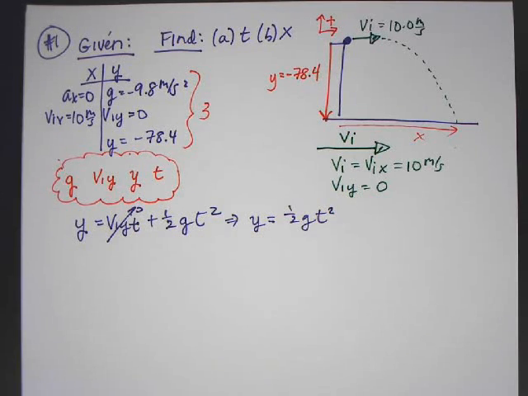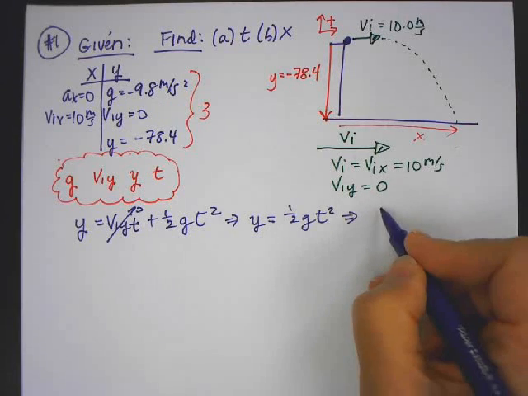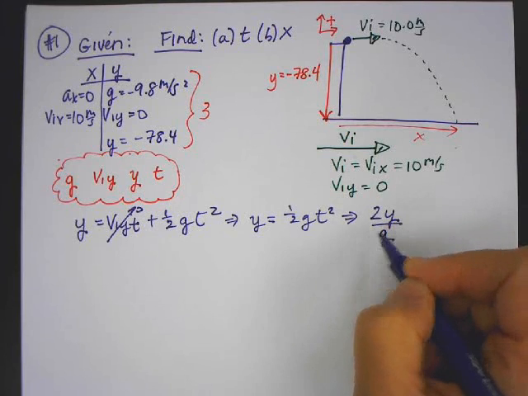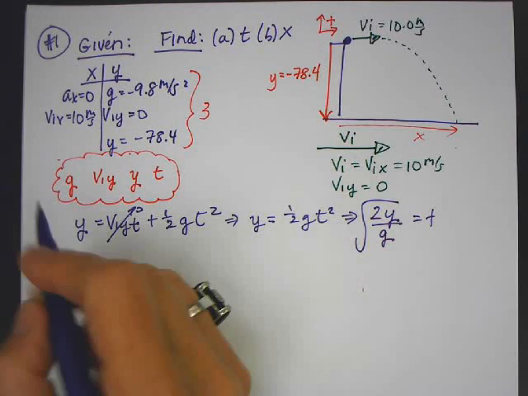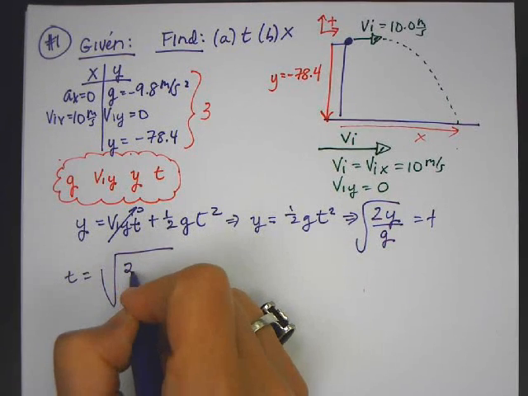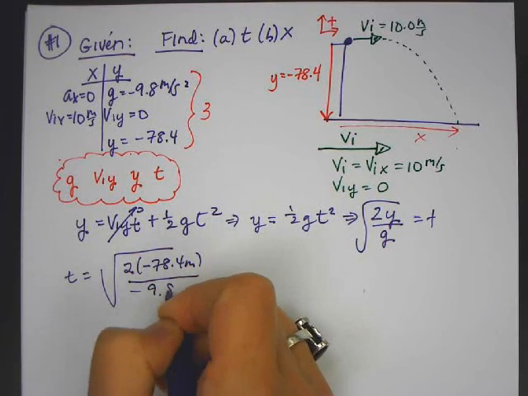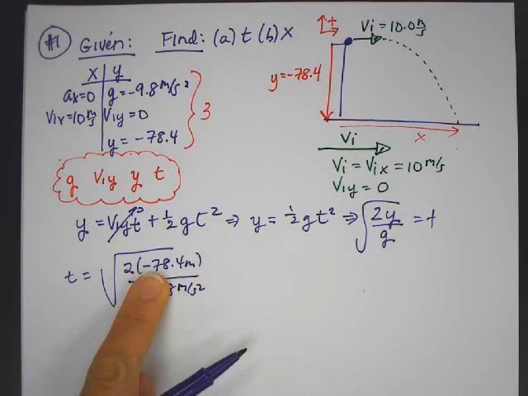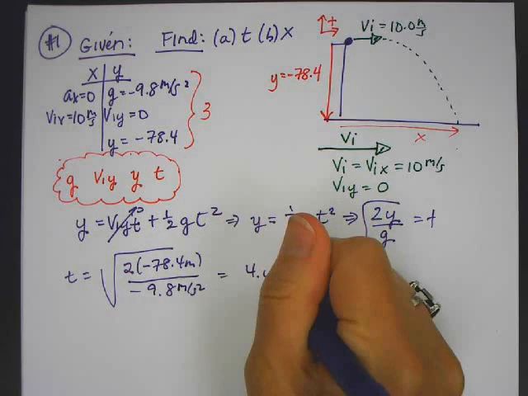Now, because I want to solve for t, I don't just plug in my numbers. That's how we make mistakes. We rearrange the equation to solve for the unknown in terms of the known, and then we substitute and solve. So I multiply both sides by 2, I divide both sides by g, and I take the square root. So t is equal to the square root of 2y over g. So now I substitute in my values, 2 times negative 78.4 divided by negative 9.8. And we see the negative in the numerator cancels with the negative in the denominator, so I have no negative underneath the radical. Because if I did, there would be a problem.